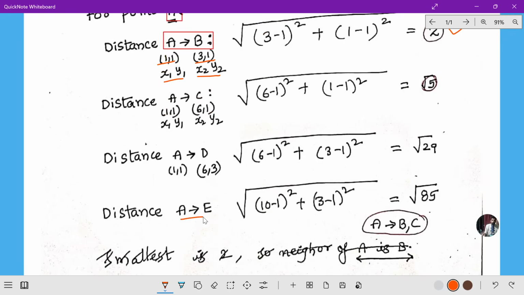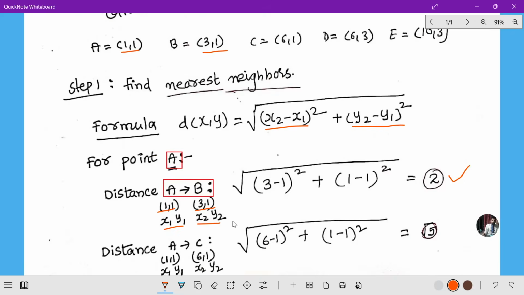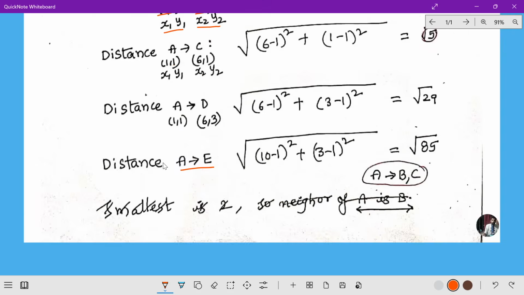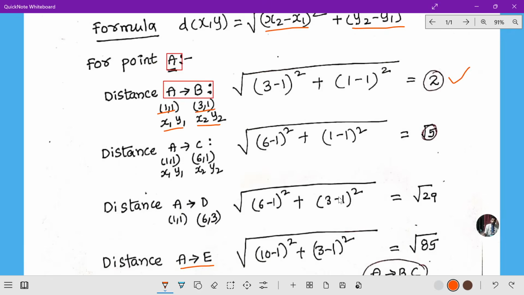When you observe A to E, A is (1, 1) and E is (10, 3). So (10 minus 1) whole square plus (3 minus 1) whole square. When we perform all this, we'll get all the details like this. These are all the distances from point A.